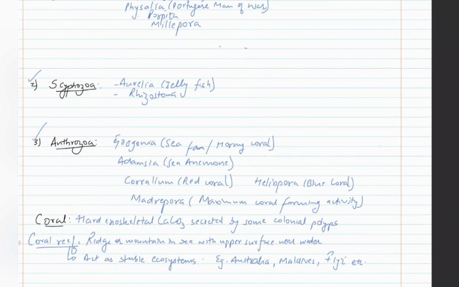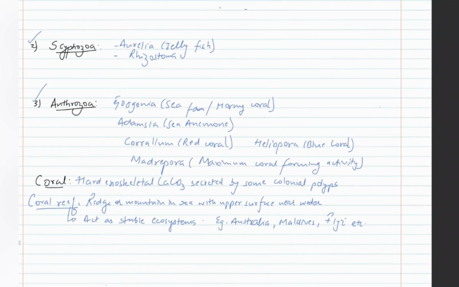So what exactly is a coral? Coral refers to hard exoskeletal calcium carbonate material which is secreted by some colonial polyps. We have already discussed that polyps usually reside in colonies. So some colonies secrete hard material which leads to formation of big mountain-like structures known as coral reefs. These coral reefs harbor a lot of organisms and can act as stable ecosystems. Such coral reefs can be found in Australia, Maldives, Fiji, etc. With this, we are done with phylum Coelenterata.